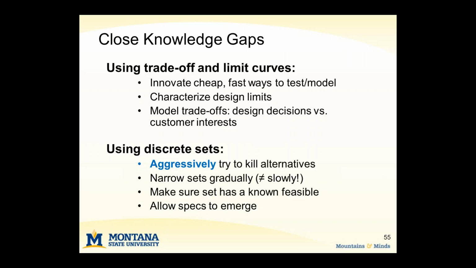You want to gradually narrow those. Doesn't mean you have to go slowly, but you'll want to give enough time for other people to react to your set, and also to make sure that you've got a known feasible. Because if you have narrowed your set to the point where you're not sure that you have a known feasible, then you've probably narrowed too quickly.